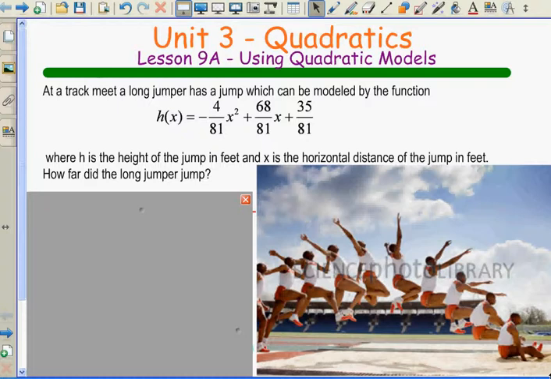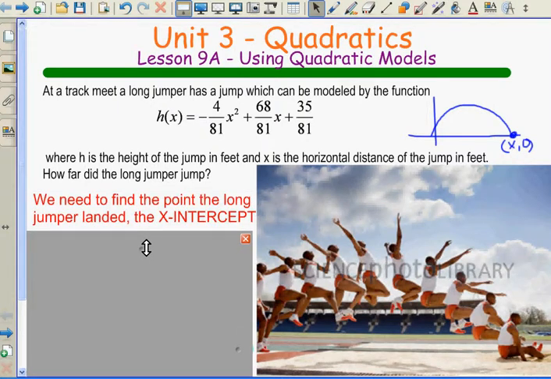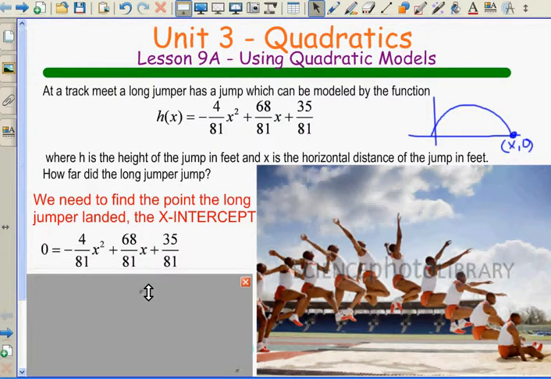If you think about that, our jumper is essentially leaving the ground and then jumping, and we want to know here, right? So this is an x-intercept. Hopefully everybody is okay with that. Some x, and we know that we're on the ground, so the height is 0. Since we're on the ground, and we need to find the point where the long jumper landed, that's the x-intercept. So we're going to plug in 0 for y. That's how we find x-intercepts.